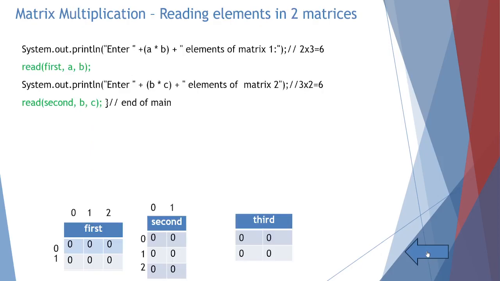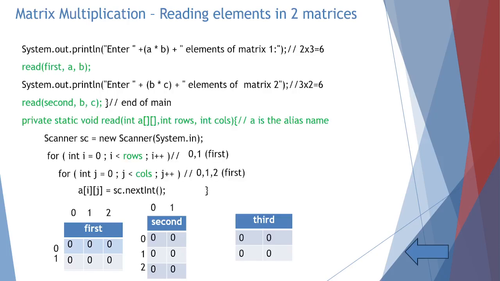Now, we will read the elements using read method. In the previous video also we've called read method, print method by sending the address, call by reference. First, second are sent to read methods. AB is the size, here BC, 2 by 3, 3 by 2. The matrices will be read by the read method.